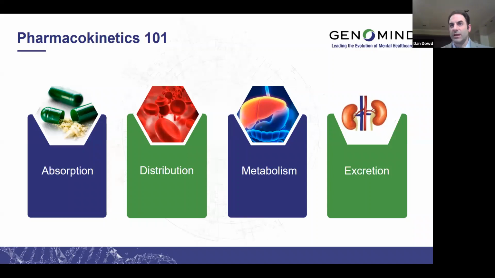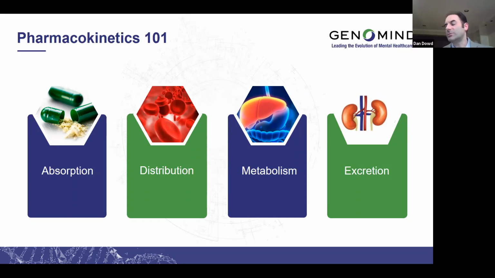So after absorption, after a drug crosses one of these biological membranes, it then needs to get to the site of action. This is distribution. So how do we get a drug? Let's say we take an antacid. How do we get this antacid from this capsule across the membrane and then to the site of action, which is the stomach?